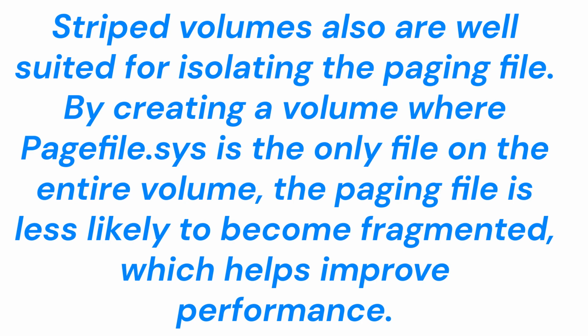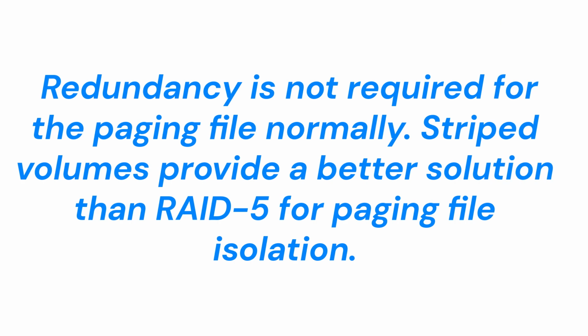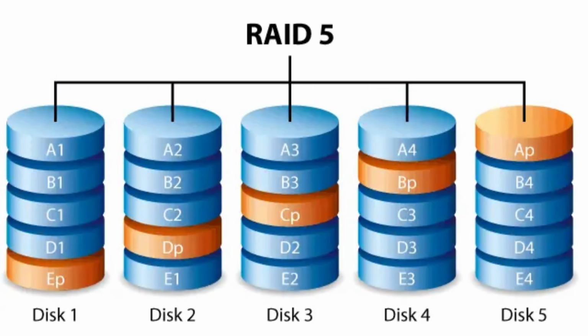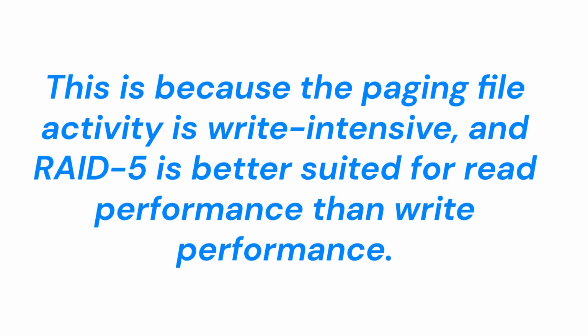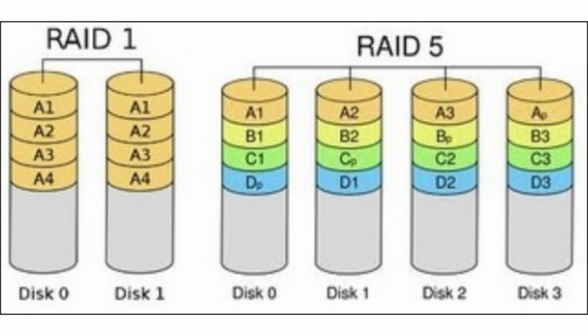By creating a volume where pagefile.sys is the only file on the entire volume, the paging file is less likely to become fragmented, which helps improve performance. Redundancy is not required for the paging file normally. Striped volumes provide a better solution than RAID 5 for paging file isolation. This is because the paging file activity is write-intensive, and RAID 5 is better suited for read performance than write performance. Because there is no allocated capacity for redundant data, striped volumes do not provide data recovery mechanisms such as those in RAID 1 and RAID 5.